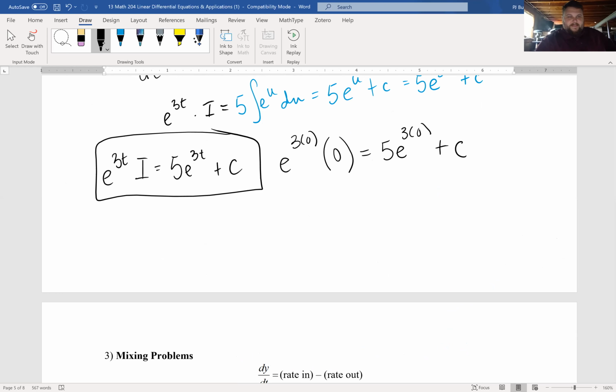Right, so everywhere I see t, I plug in 0. Everywhere I see I, I plug in 0. This side becomes 0. E to the 0 is 1, so this becomes 5. And so that tells me that c equals -5.